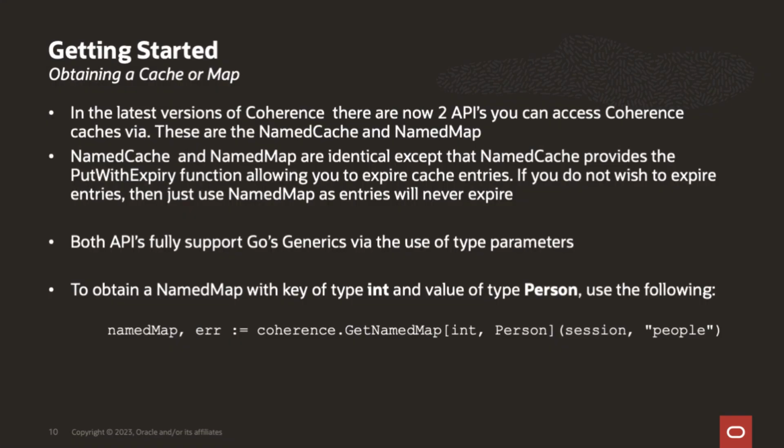In the latest versions of Coherence, there are now two APIs you can access Coherence caches via. These are the NamedCache and NamedMap. NamedCache and NamedMap are identical, except that the NamedCache provides the put with expiry function, allowing you to expire cache entries. If you don't wish to expire them, then just use the NamedMap API. Both APIs fully support Go generics via the use of type parameters.